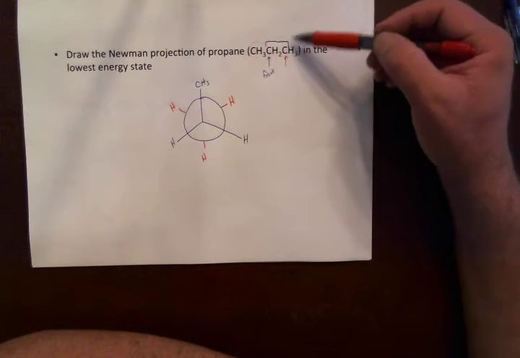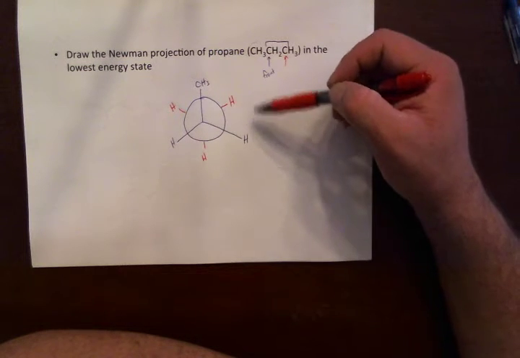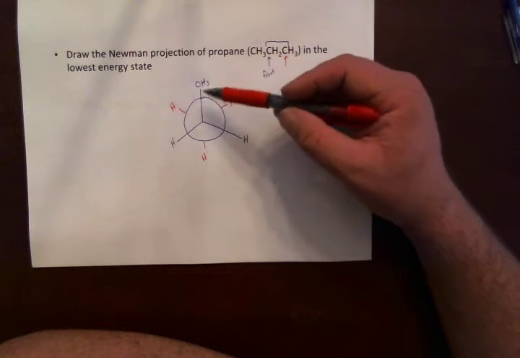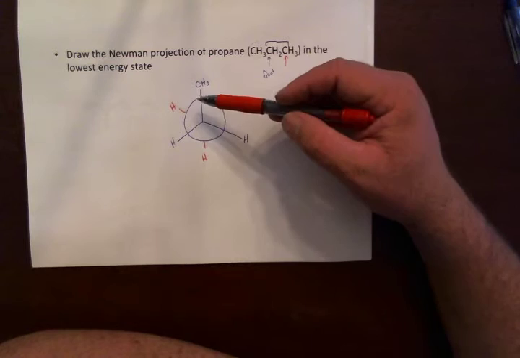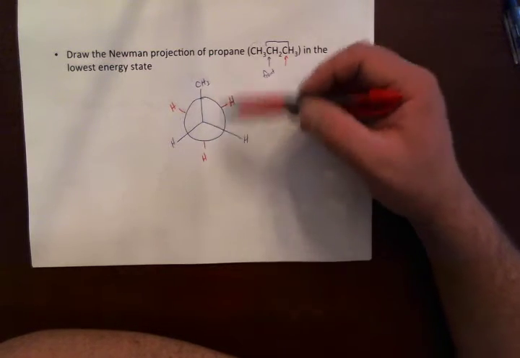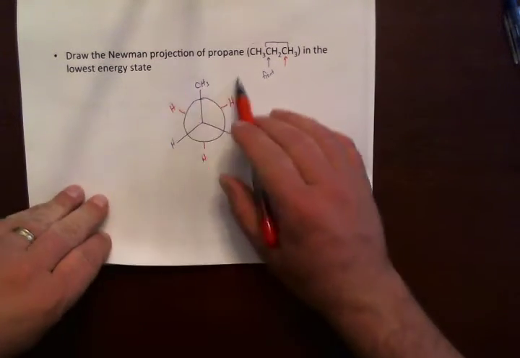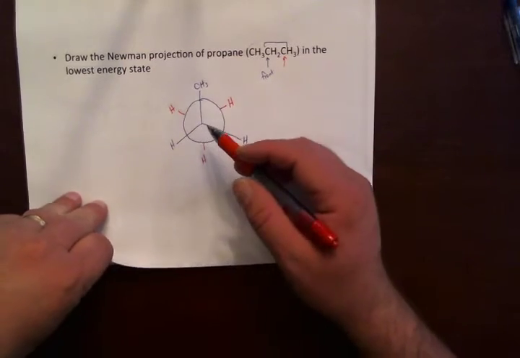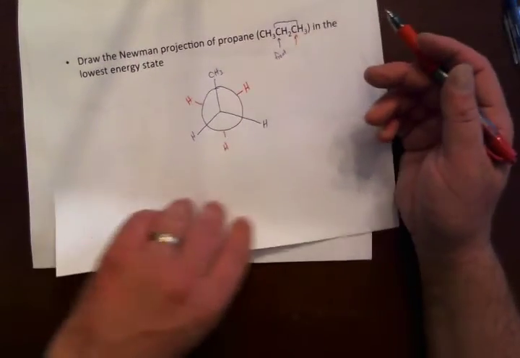But if you had groups hanging off of the front and the back, you're going to want the lowest energy state. You're going to want it staggered, but you want to get those big groups as far away from each other as possible. For here, a regular staggered is fine. If there was more than that group, you'd want the anti-form.